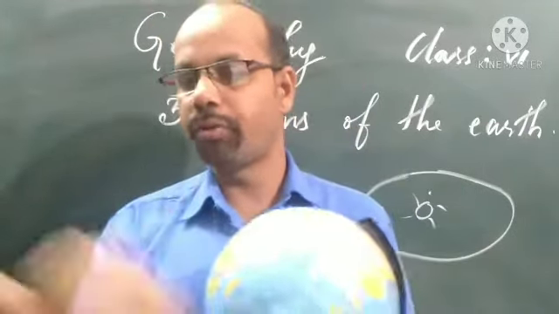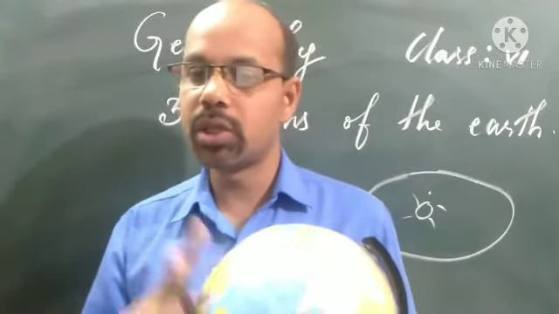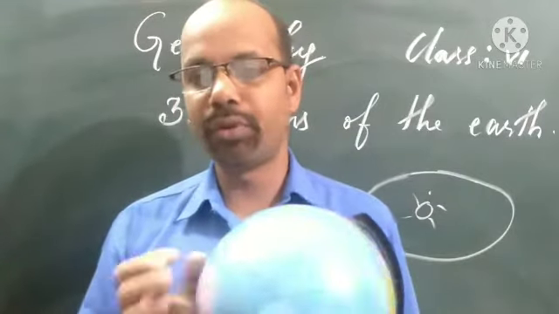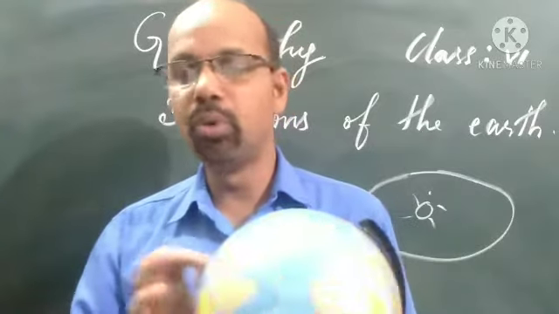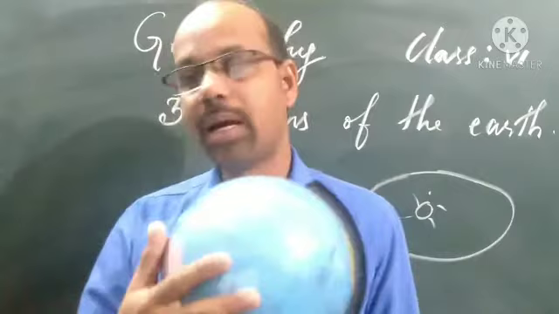This period of rotation, which takes 24 hours to complete one rotation, is called the earth day. So this is the daily motion of the earth. This daily or 24 hours it moves, goes on. So what would happen if the earth does not rotate?